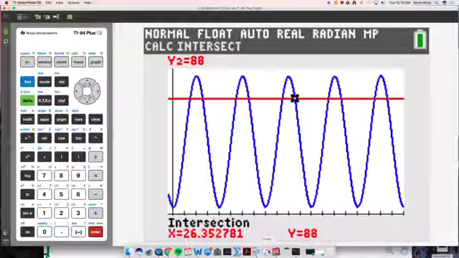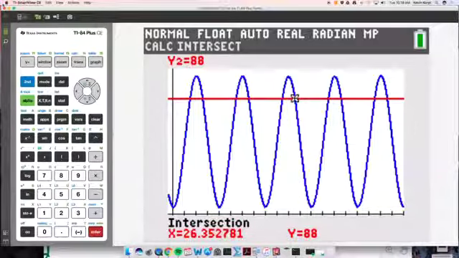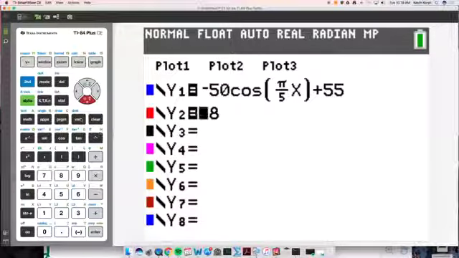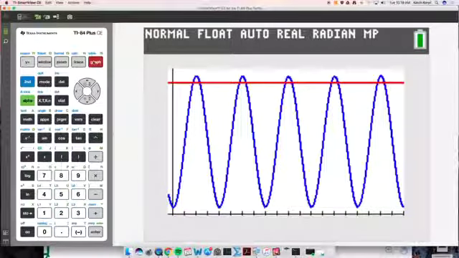So here's the first thing we need to do. Let's go to our paper. Since 100 feet is a height, I'm first going to show h of t equals 100. That's the first thing I'm going to do. Then I'm going to go to my calculator. I'm going to go to Y2, get rid of that 88, and type in 100. And then hit graph. Whee!